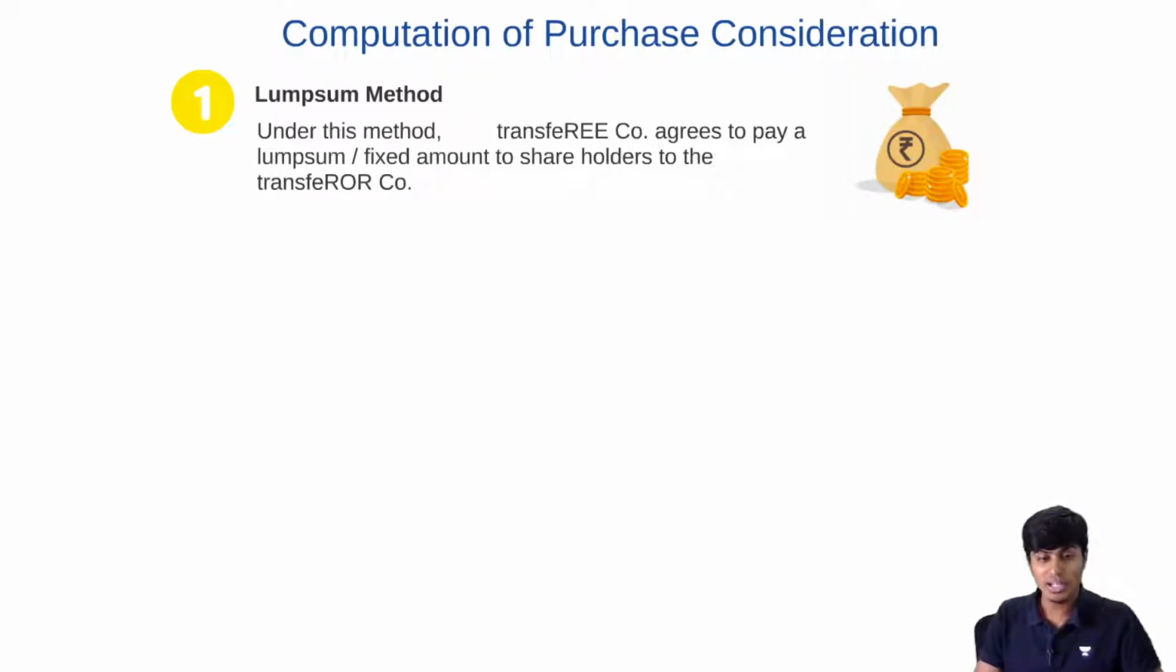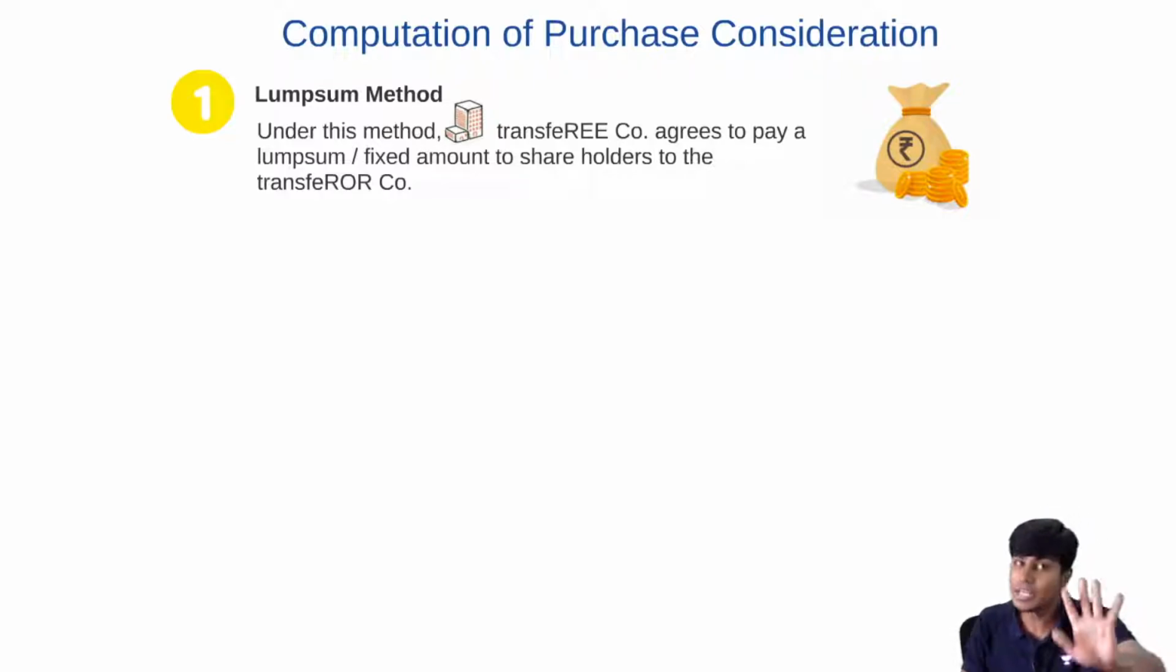Under this method, the transferee company agrees to pay a lump sum or fixed amount to shareholders of the transferor company. It need not be in cash, but the lump sum amount is told to us, and this money is to be paid by the transferee company to the transferor company's shareholders. Got that, guys? What do we have next?